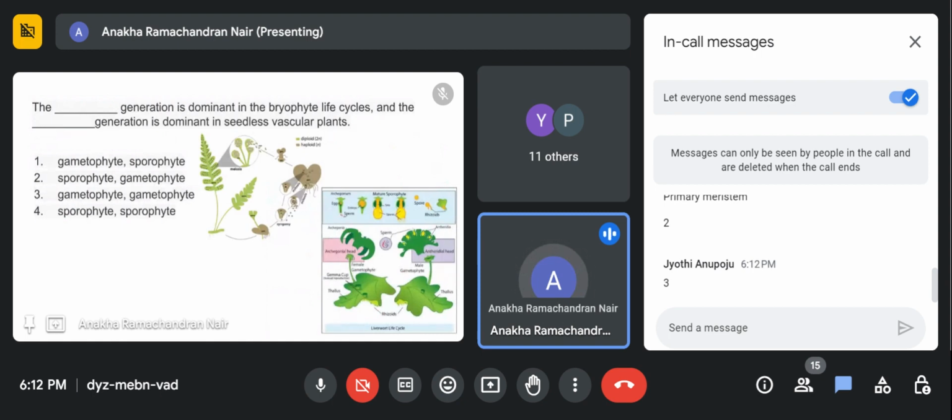The dash generation is dominant in the bryophyte life cycle, and the dash generation is dominant in the seedless vascular plants. Option one is gametophyte, sporophyte. Option two is sporophyte, gametophyte. Option three is gametophyte, gametophyte, and option four is sporophyte, sporophyte. So, what do you think the answer is?